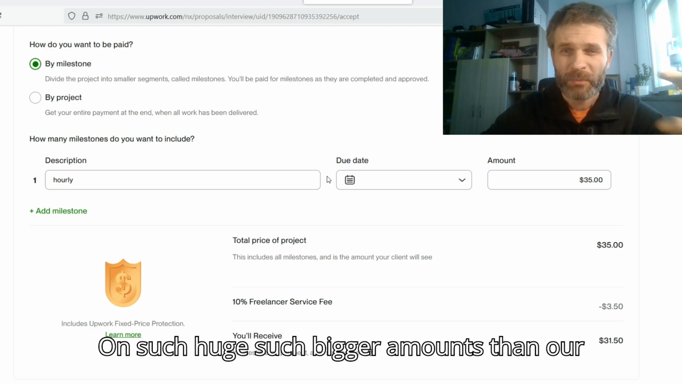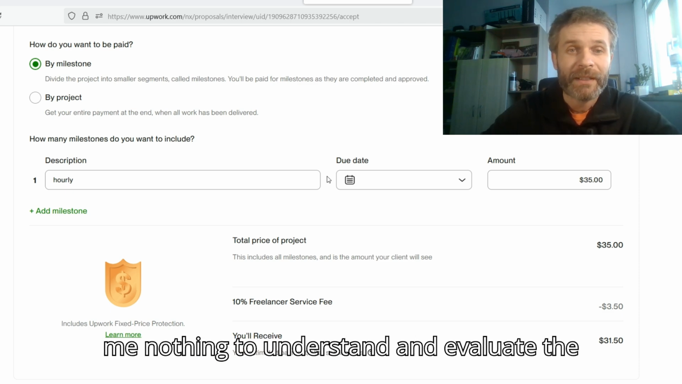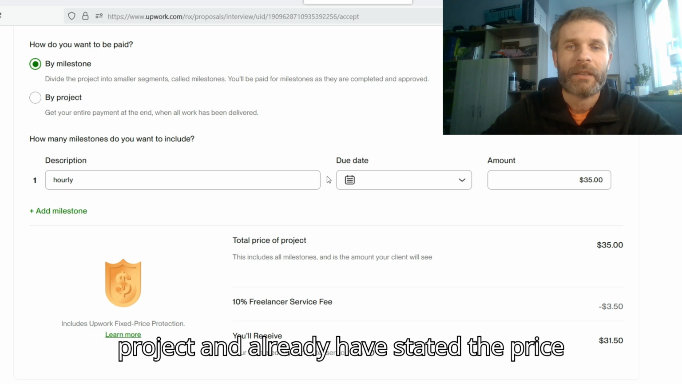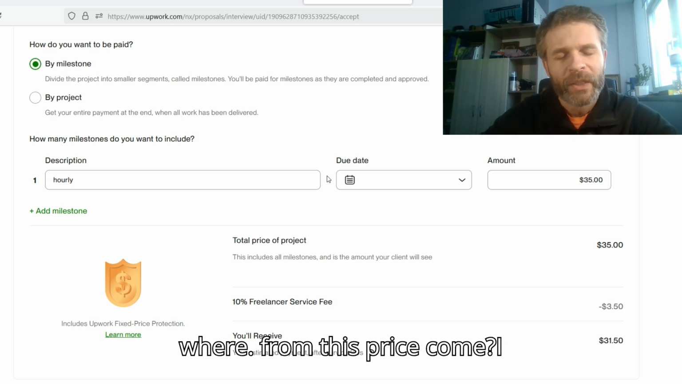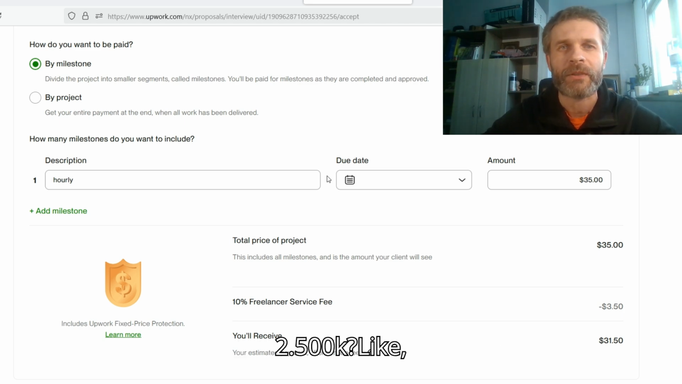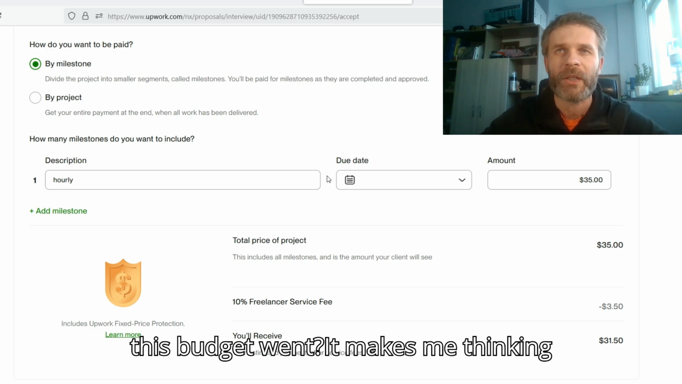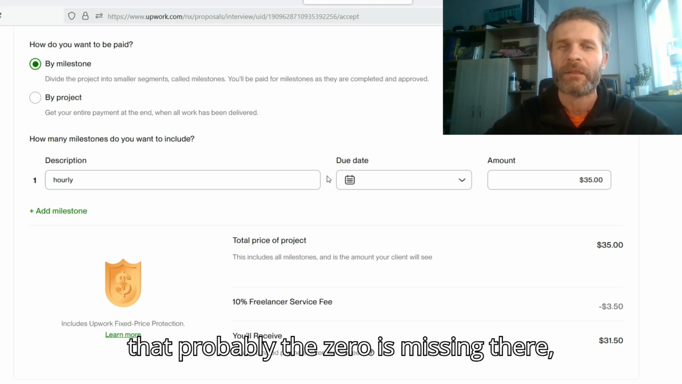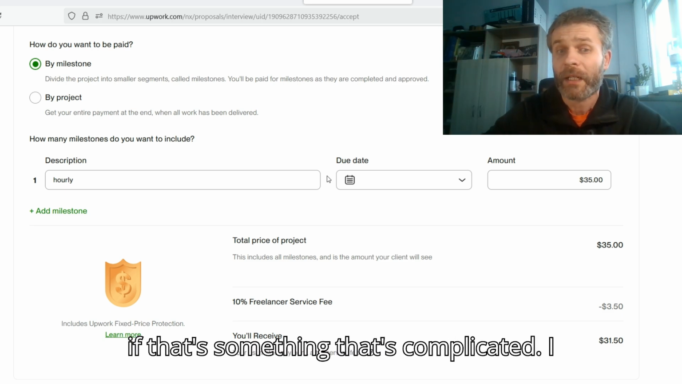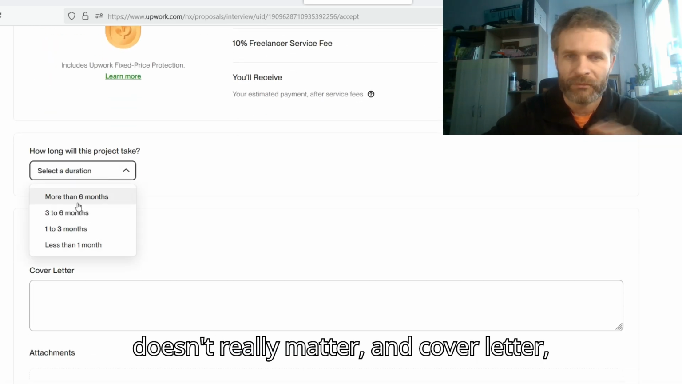on such bigger amounts than $200-300 probably. I mean, that's not possible to calculate. They had given me nothing to understand and evaluate the project and already had stated the price. Where did this price come from? I mean, who evaluated it to be 2.5K? Like, who made these assumptions? Where did this budget come from? It makes me think that probably a zero is missing there if that's something complicated. I don't know. Anyway, so duration, put whatever number, it doesn't really matter.